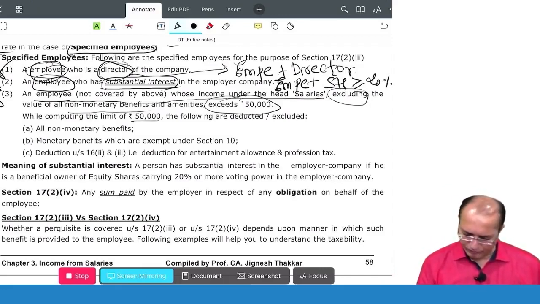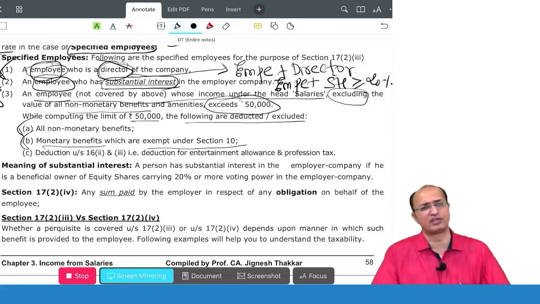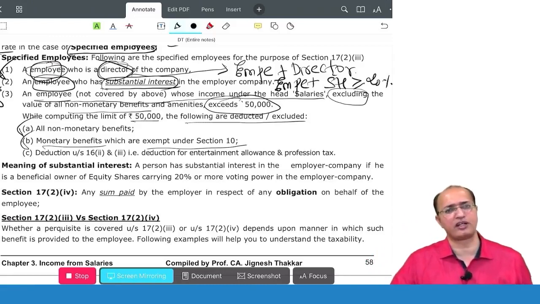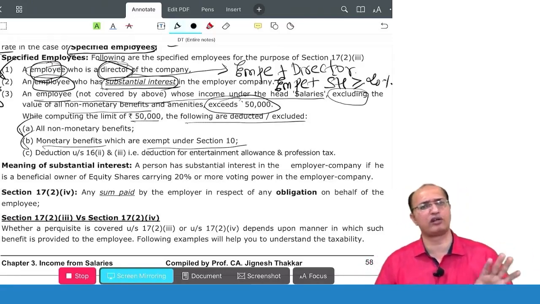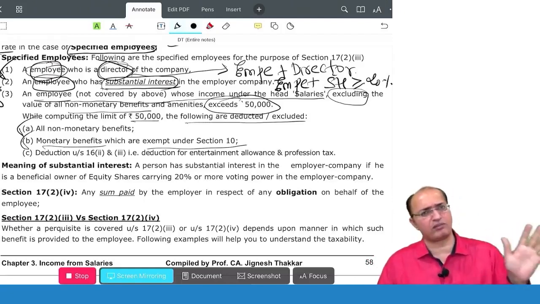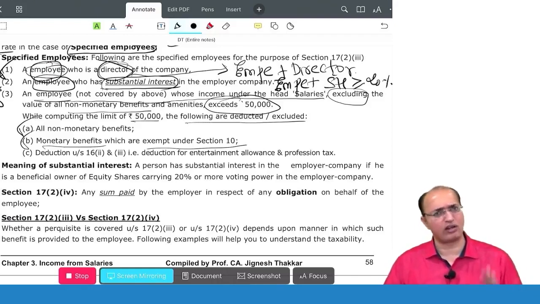While computing 50,000, the following things are required to be deducted. All non-monetary benefits should be excluded. All monetary benefits which are exempt in section 10. That means section 10 clause 10 gratuity, clause 10A pension, 10AA leave salary, 10B retrenchment, 10C VRS, 10 clause 14(1), 10 clause 14(2), 10 clause 13A, all these allowances. All these exempt things should not be taken into account. Anyway, while calculating income from salary, we don't take exempt things into account, so here also we should not.